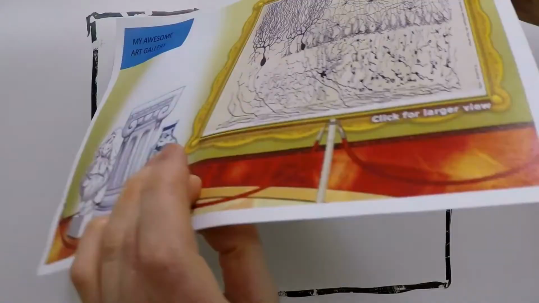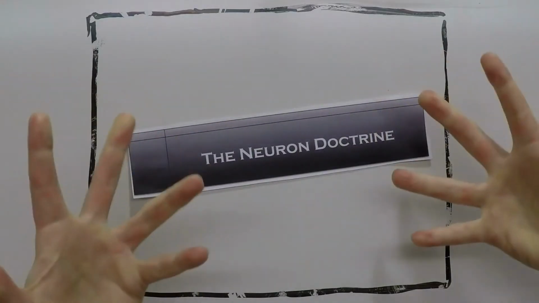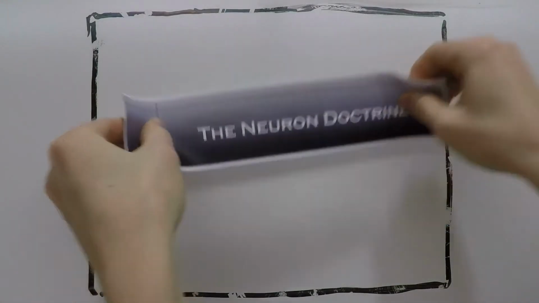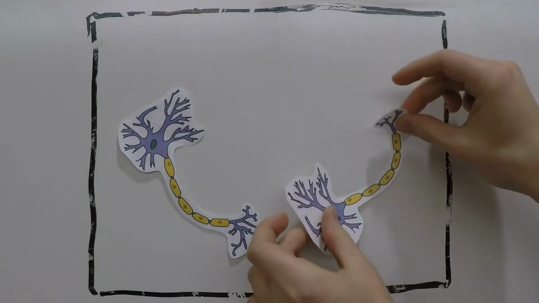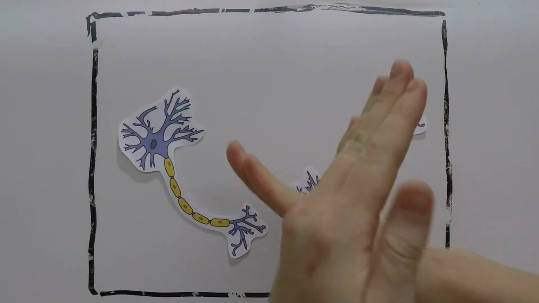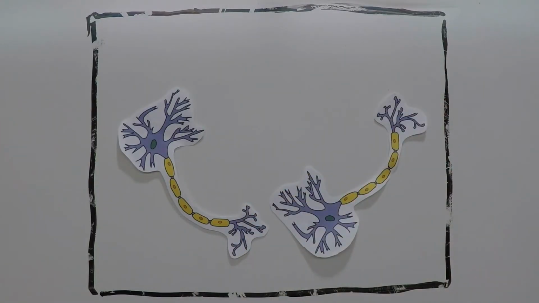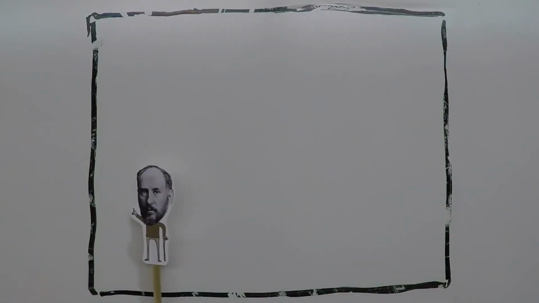Based on these observations and many more, Cajal eventually developed a theory called the neuron doctrine, which asserts the following. The neuron is the fundamental structural and functional unit of the nervous system. Neurons are discrete cells which are not continuous with other cells. The neuron is composed of three parts, the dendrites, axon, and cell body, and information flows along the neuron in one direction.